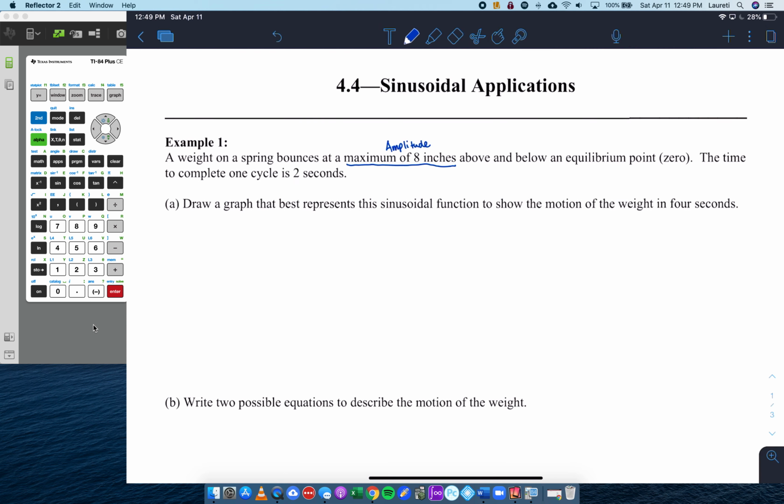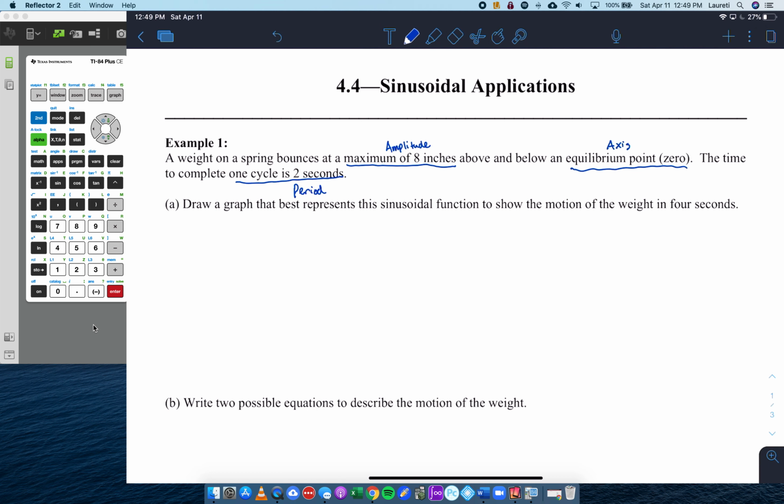All right. Now it says the equilibrium point is at 0. Okay, so that's where your axis would be, your principal axis. And then it says the time to complete one cycle is 2 seconds. So that's referring to the period.